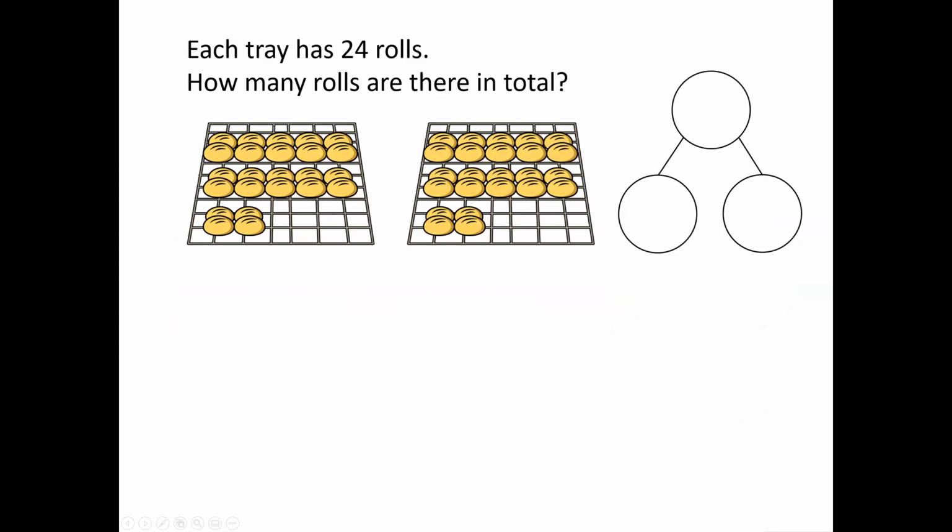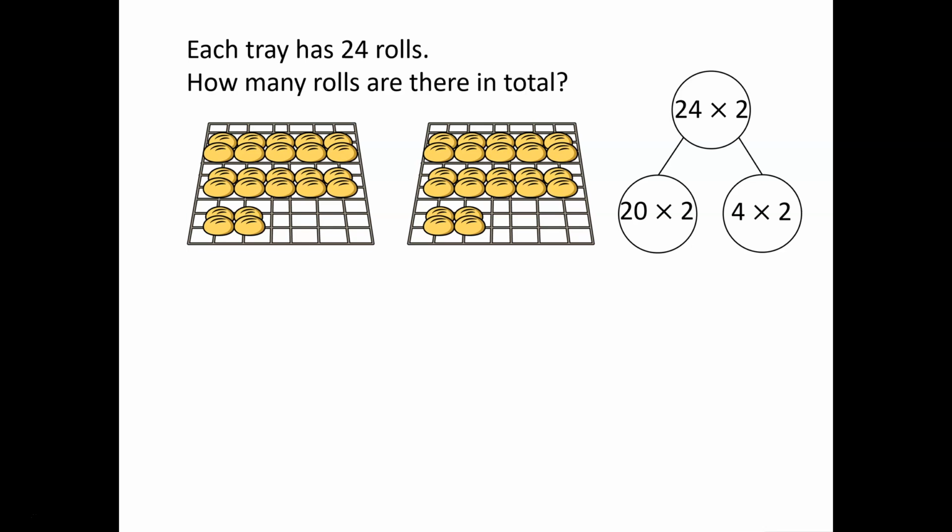Let's start. Here we have 2 trays of bread rolls. There are 24 bread rolls on each tray. So how many rolls are there in total? Let's work out the total using partitioning. We can show this on our part-whole model. 24 multiplied by 2 is the same as 20 times 2 and 4 times 2.